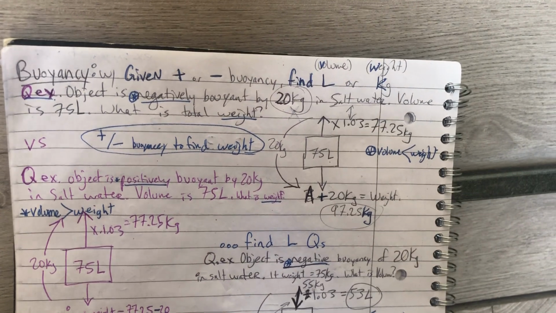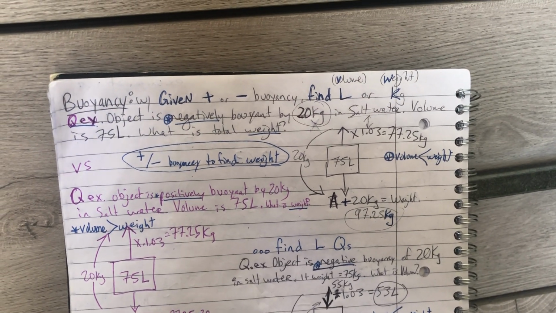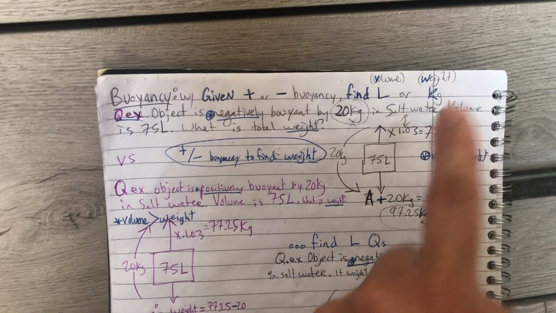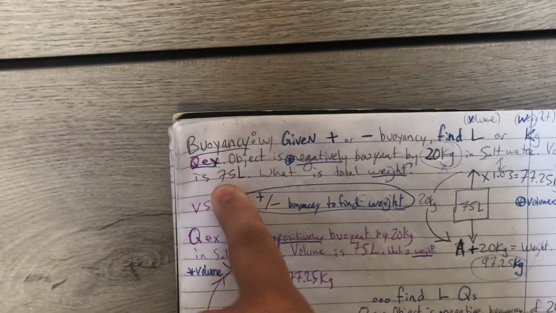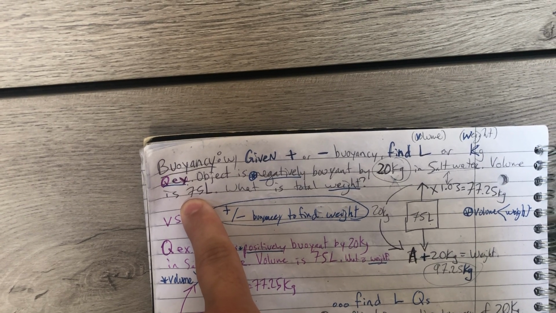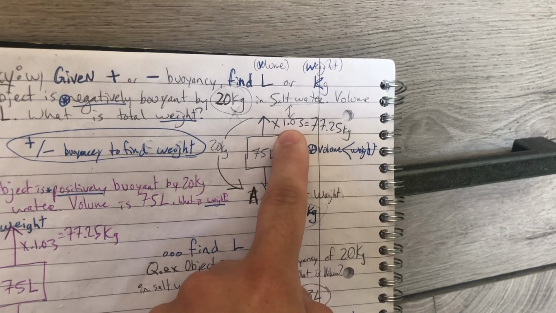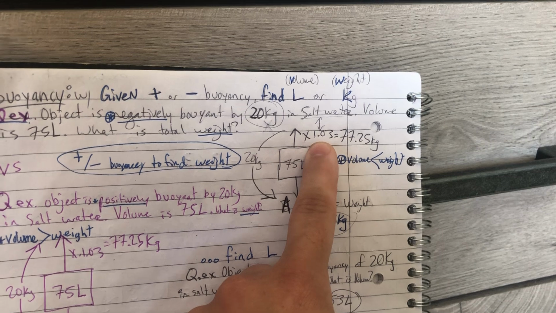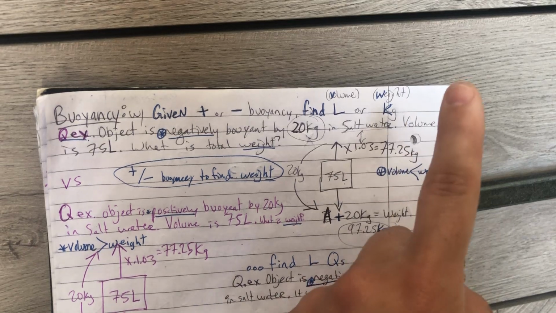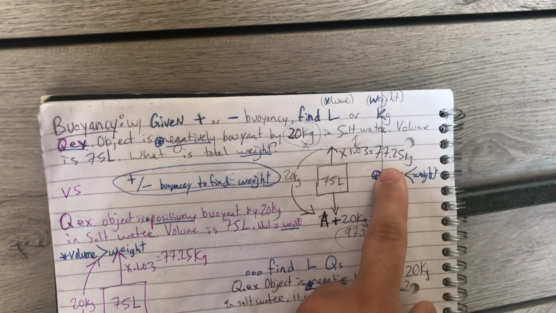And then we're looking at, okay, so what is the weight? We have the volume, but we have it in liters. So we now need to first figure out what that volume is in kilograms. Because it's salt water, we have to multiply it by 1.03, which is 77.25. So first we've got the volume in kilograms, 77.25.